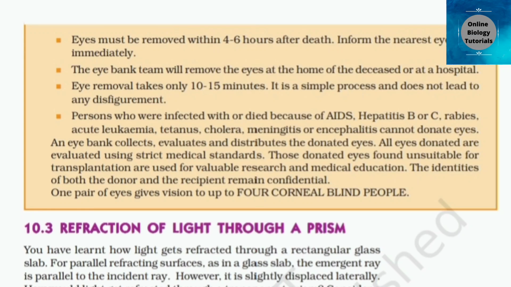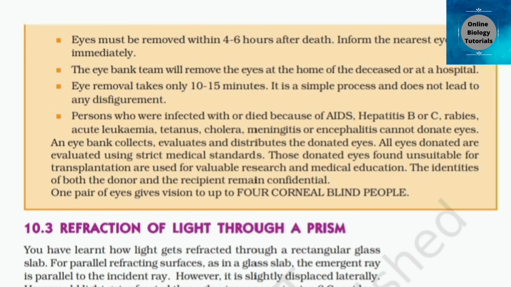An eye bank collects, evaluates, and distributes the donated eyes. All eyes donated are evaluated using strict medical standards. Those donated eyes found unsuitable for transplantation are used for valuable research and medical education. The identities of both the donor and the recipient remain confidential. One pair of eyes gives vision to up to 4 corneal blind people.